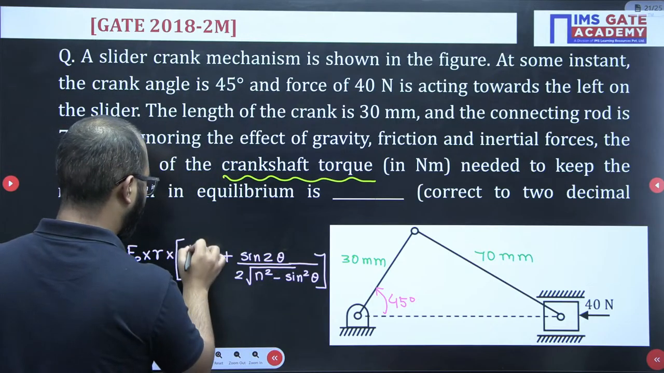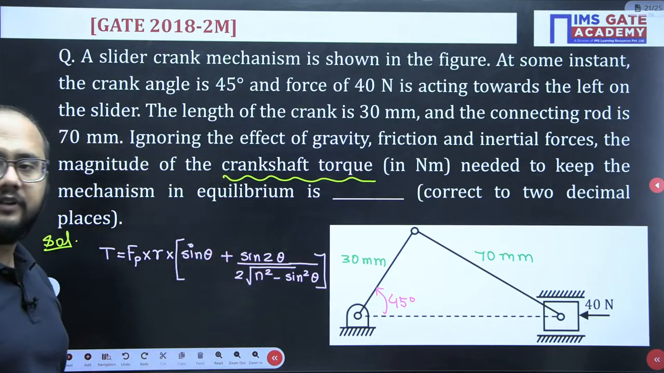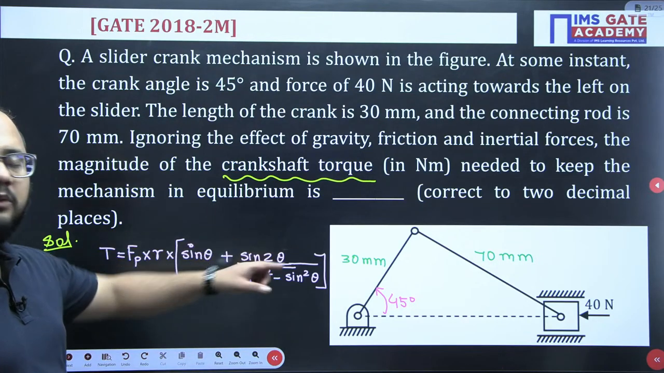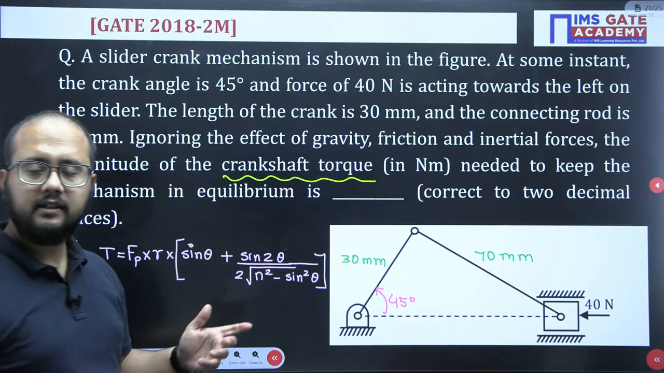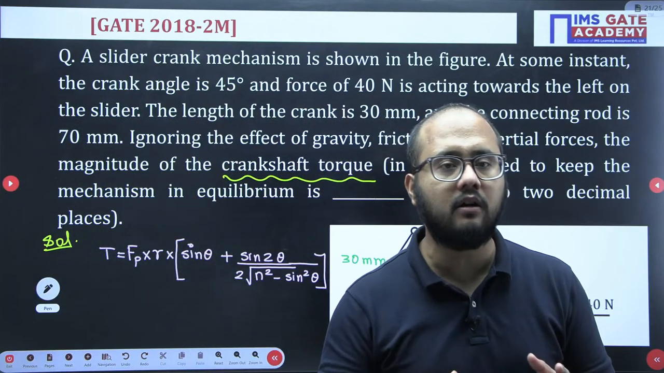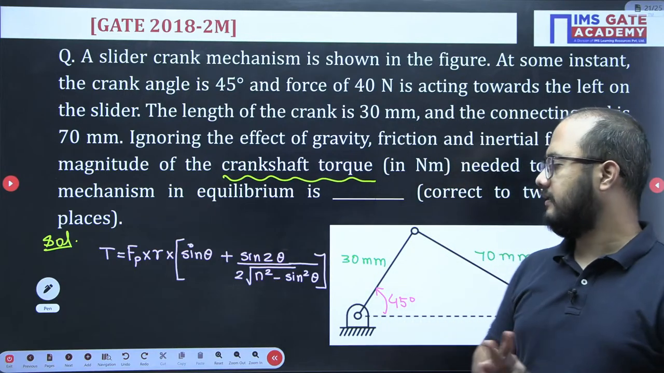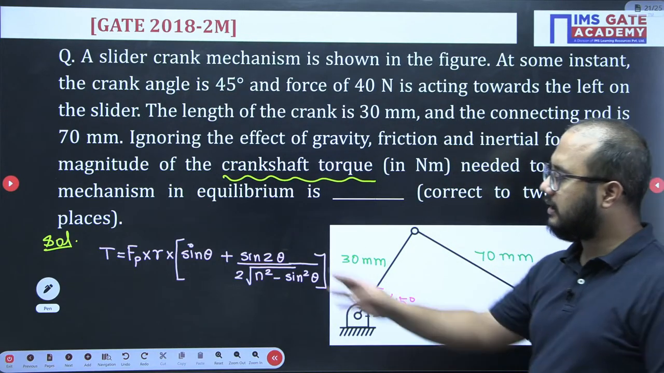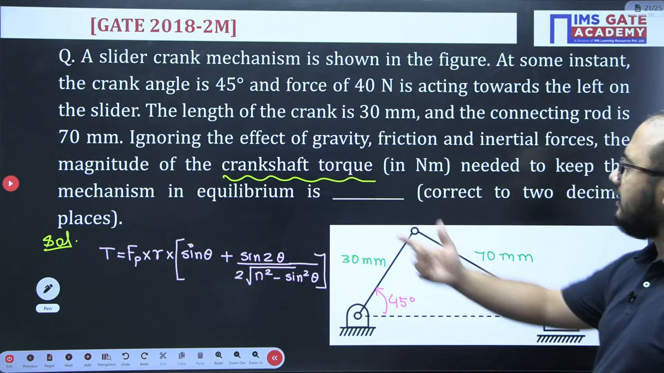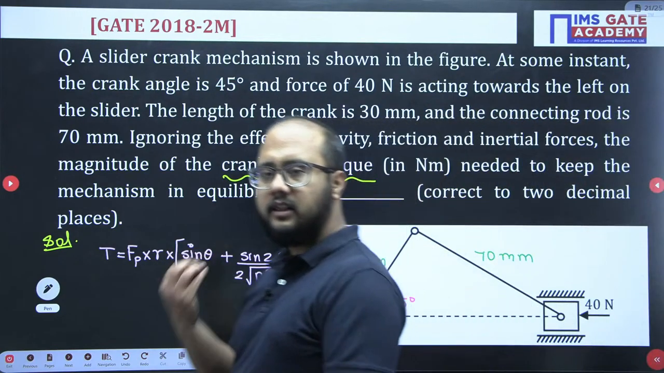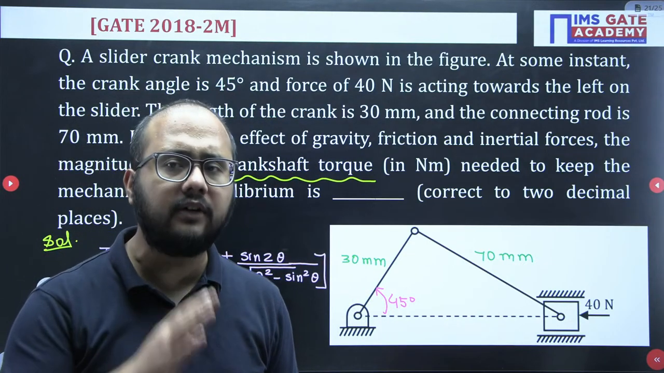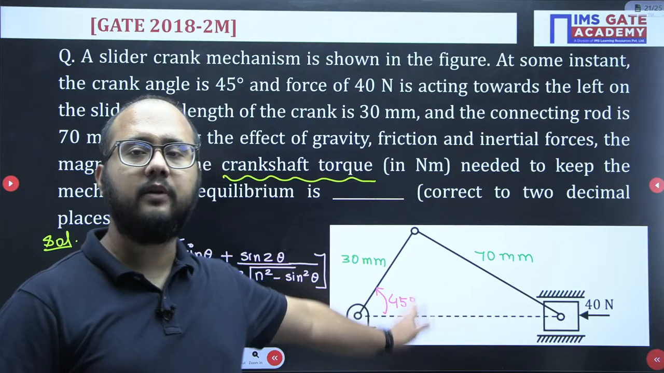This is the formula we are having. Theta they have already given as 45. Okay, all the values you can put. N value will be what? 70 by 30. N is the ratio of L by R, connecting rod length divided by the crank radius. Theta 45. FP value they have given as 40 Newton. Crank radius 30 mm. All the information is provided in this particular question. Directly you have to put all the values to get the answer of turning moment, right?